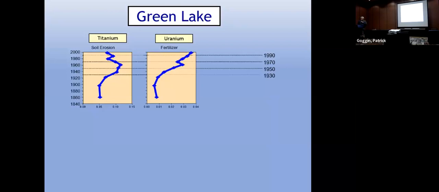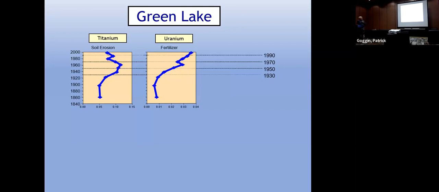And this was because following World War II, but also into the 1940s, tractors got to be more powerful and bigger. And so more farmland was farmed than before, and this introduced a lot more sediment into the lake. Then in the 1960s and into the 1970s, there was really a big push by the Soil Conservation Service, as well as local entities, to reduce soil erosion. And in the case of Green Lake, it actually was effective in reducing the amount of sediment that entered the lake.